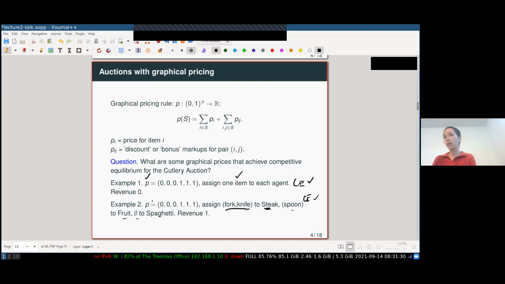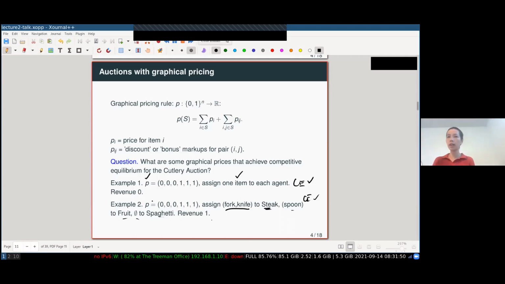This guy is still happy. His utility for fork and knife at this price is 0, but it's the best thing he got. The fruit utility for the spoon is 0, but that's also the best thing they got. And the spaghetti utility for the empty set is 0, but that's also the best thing.